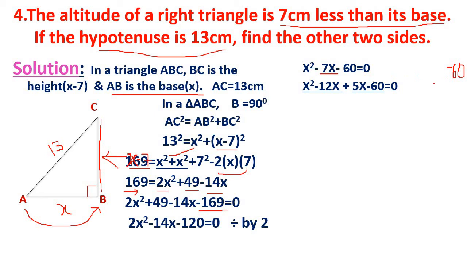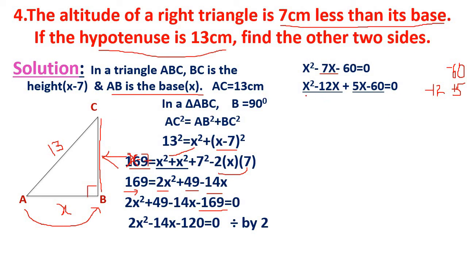The factors are 12 and 5, since 12 fives are 60. Here we have to get minus 7 as the middle term. Therefore here we give minus 12 and here we give plus 5. Now we can write x square minus 12x plus 5x minus 60 is equal to 0.